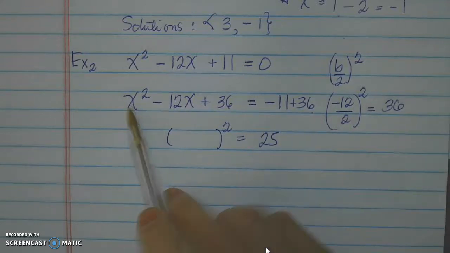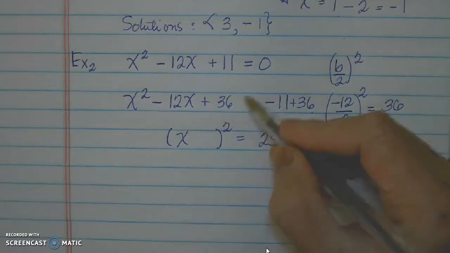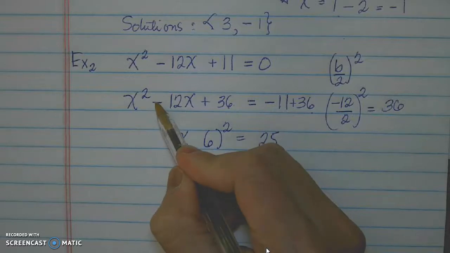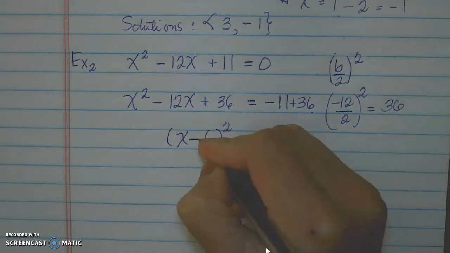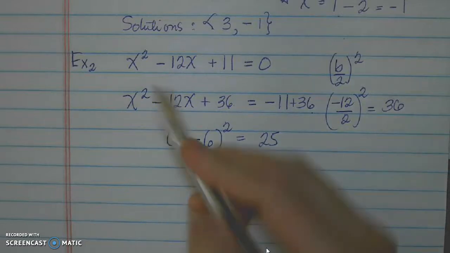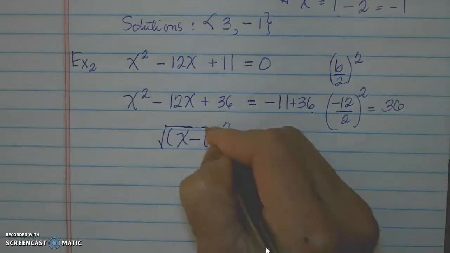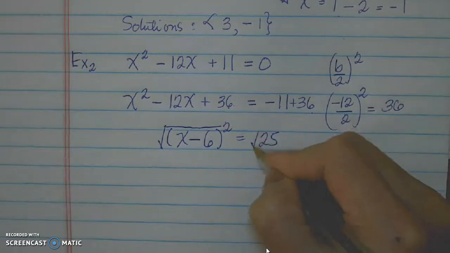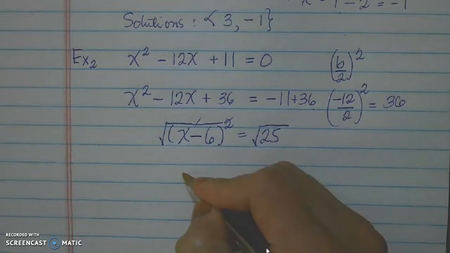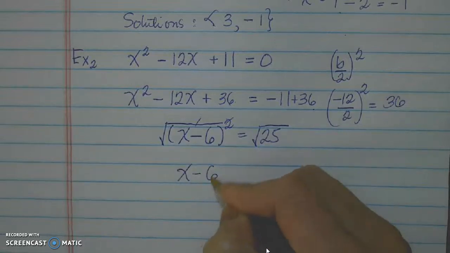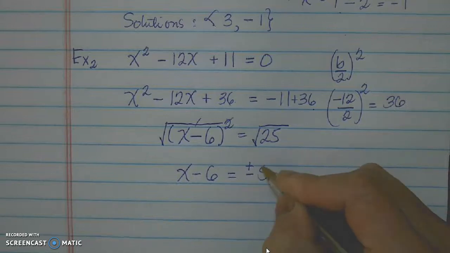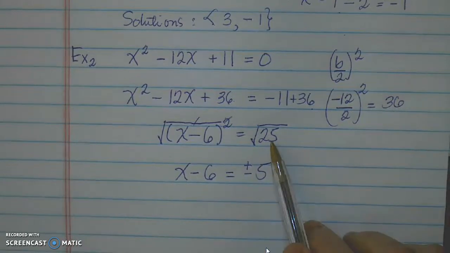You get the square root of x squared, which is x. Get the square root of 36, which is a 6. Copy the sign of the middle term. And now we try to isolate our x by putting this expression under the radical sign. Whatever you do on the left, you do on the right. This now will be gone. This is x minus 6. This is equal to plus or minus 5 because the square root of 25 is 5.